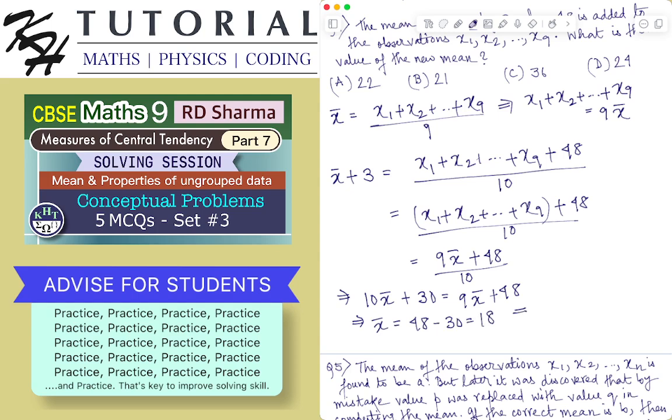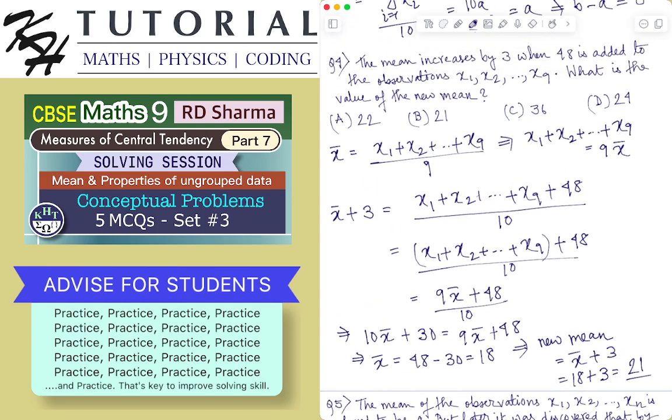So this implies the new mean is equal to x bar plus 3, which is equal to 18 plus 3, which is equal to 21. So the new mean is 21. Hence the correct choice is B. B is the correct choice.